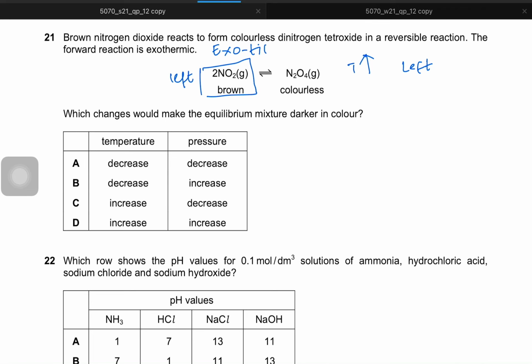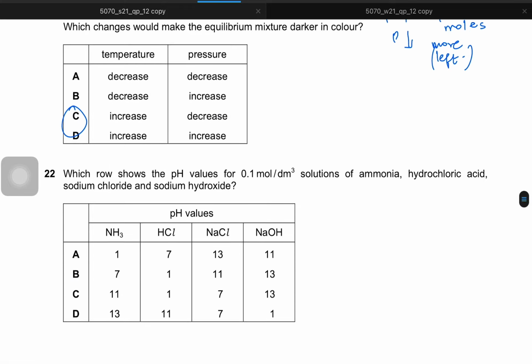Pressure, higher pressure, supports the side with fewer gaseous moles. So if you increase the pressure, you're going to push the equilibrium towards the right. If you decrease the pressure, you're going to push it towards the more molar side, which is obviously the left side. In this case, you want to push it to the left because the left side is brown in color. You need it to be darker. So you're going to decrease the pressure and increase the temperature. So it goes for C for cat.